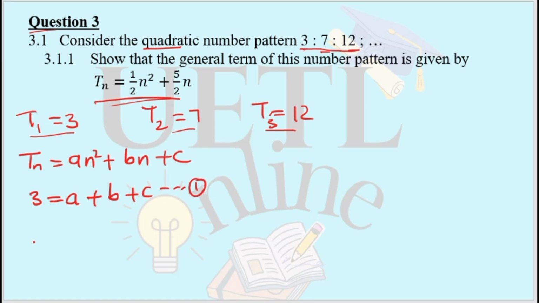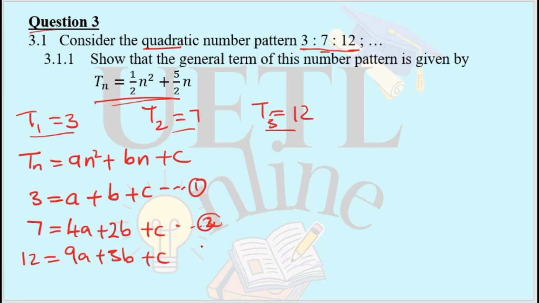Then we go to equation 2. We substitute our 7. So 7 equals, then we substitute 2 squared here, which is 4, so it becomes 4a plus 2b plus c. This becomes our equation 2. Let's substitute 12 the same way. It becomes 12 equals 9a plus 3b plus c. This is our equation 3.